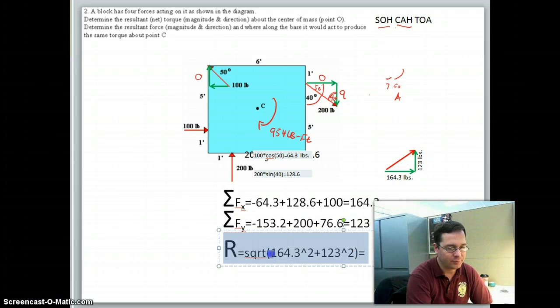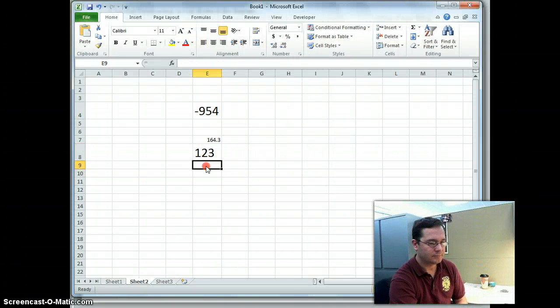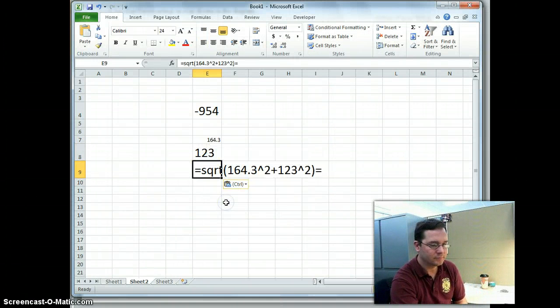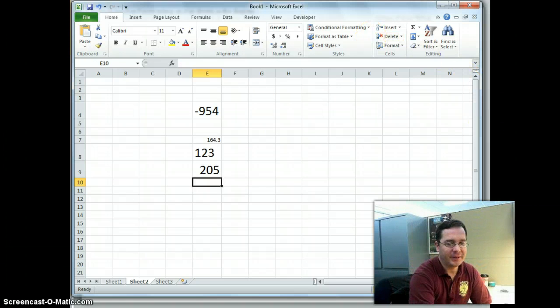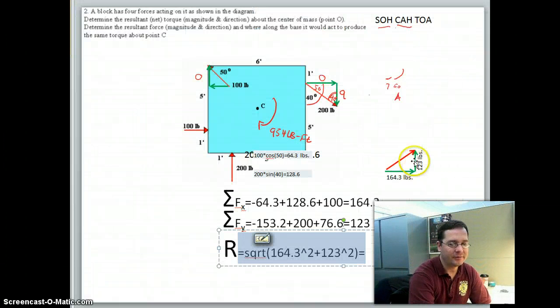So again, if I just paste this formula into Excel, we will get our number. Oops, can't have an equal on both ends. There we go. 205 pounds is the magnitude of this resultant vector.